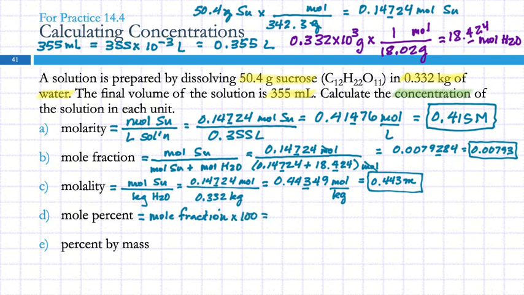So that's going to be 0.00793 times 100, which will be 0.793%. Now, in terms of significant figures, the 100 here, that's part of an equation. It's an integer that's part of an equation, and that's an exact number. So however many sig figs your mole fraction has, that's how many sig figs the percent's going to have. Okay, percent by mass.